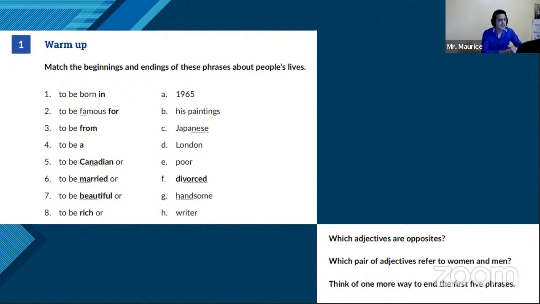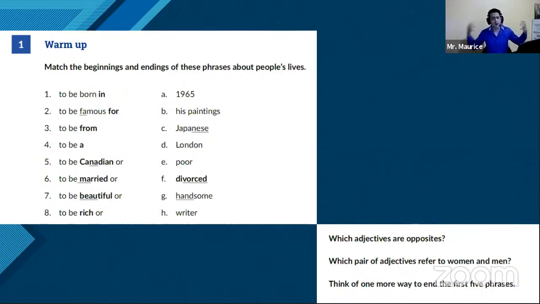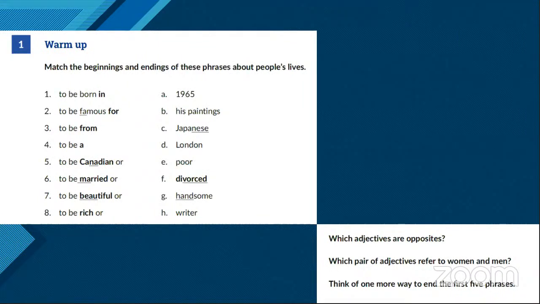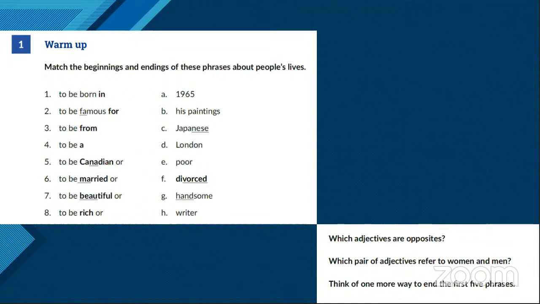Okay, let me see. Gonna pick up another student. He's gonna be Mr. Walter Calderon. Mr. Walter, good afternoon. Could you please help me? The question number 1. Which adjective are opposites? Married and divorced. What else? Okay, that's correct.